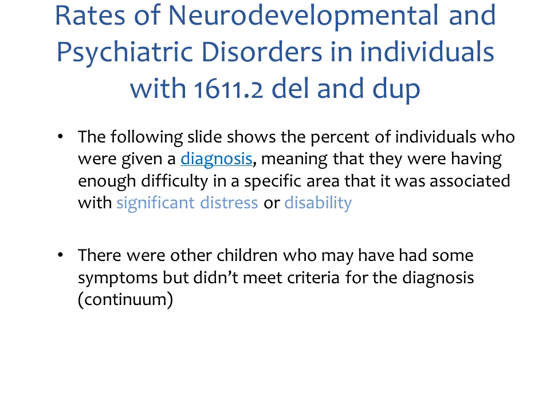So let's go into what we found in our particular group. The rates of neurodevelopmental and psychiatric disorders in our group of people who have 16p11.2 deletion and duplication. The following slide is going to show the percent of individuals who were given a diagnosis, meaning they had enough difficulty in a specific area that it was associated with significant distress or disability. That's not to say there weren't other children who could have had some symptoms that didn't meet full criteria for the diagnosis.